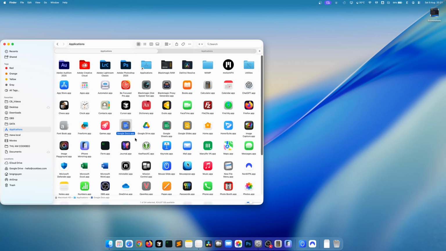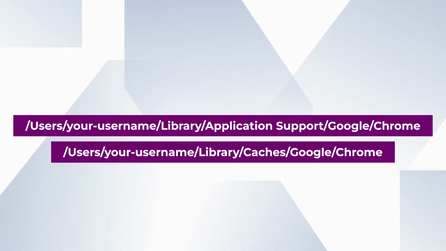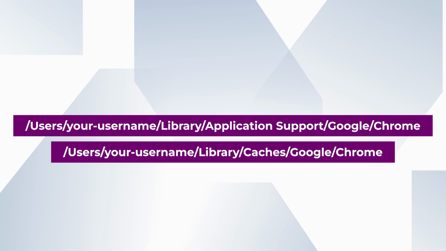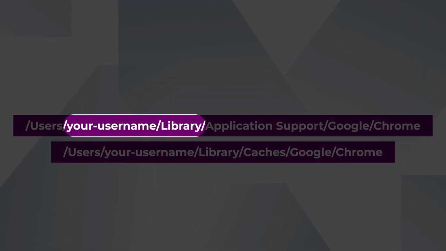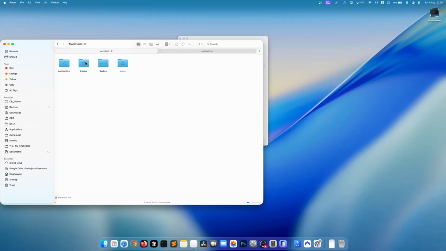Now let's delete the leftover files to free up even more space. You'll need to remove these two folders. Both of these folders are inside your personal library folder. That's the library inside your user folder, not the system-wide library. Look for any other Chrome-related files or folders and delete them too.